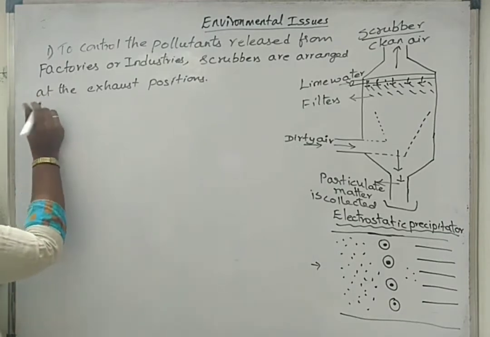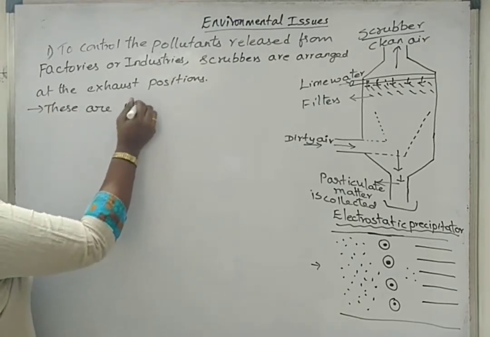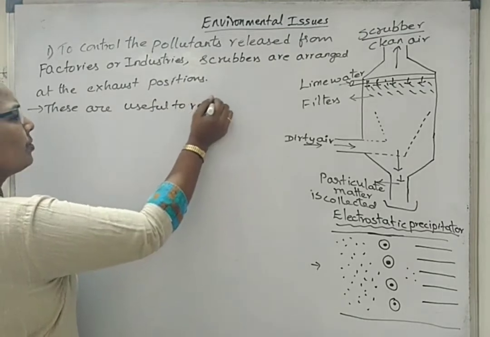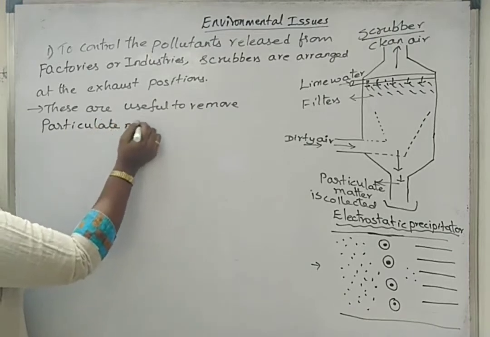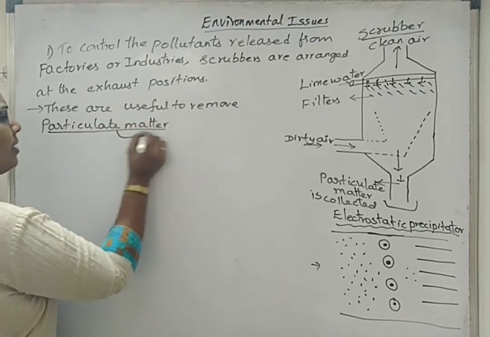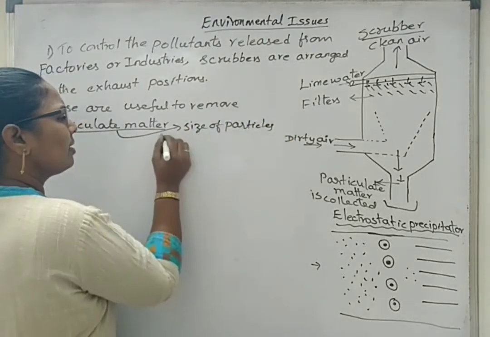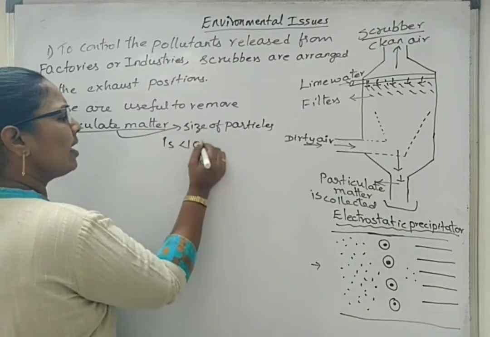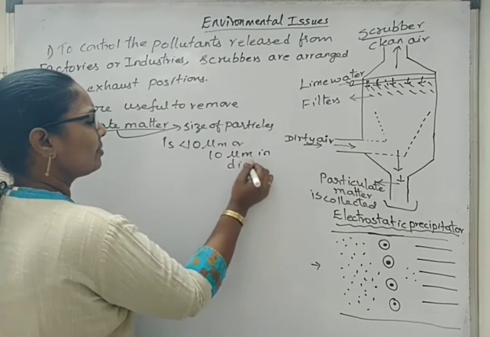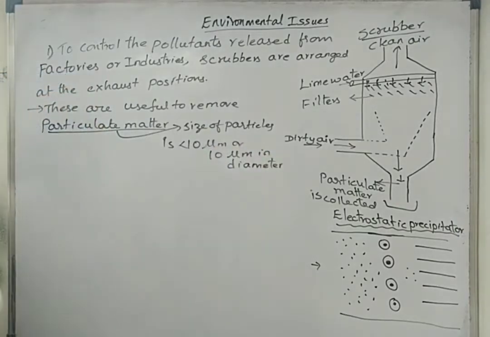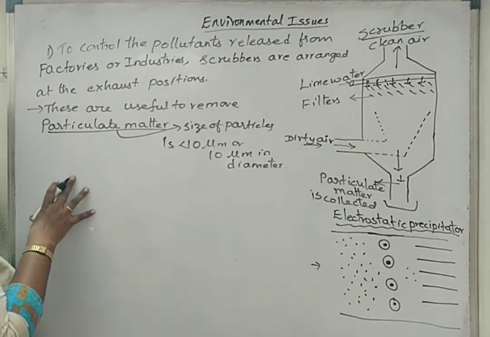Now, this is about the scrubbers. These are useful to remove particulate matter. The size of particulate matter particles is less than 10 micrometers or 10 micrometers in diameter. This particulate matter comes mostly from the factories and also industries.